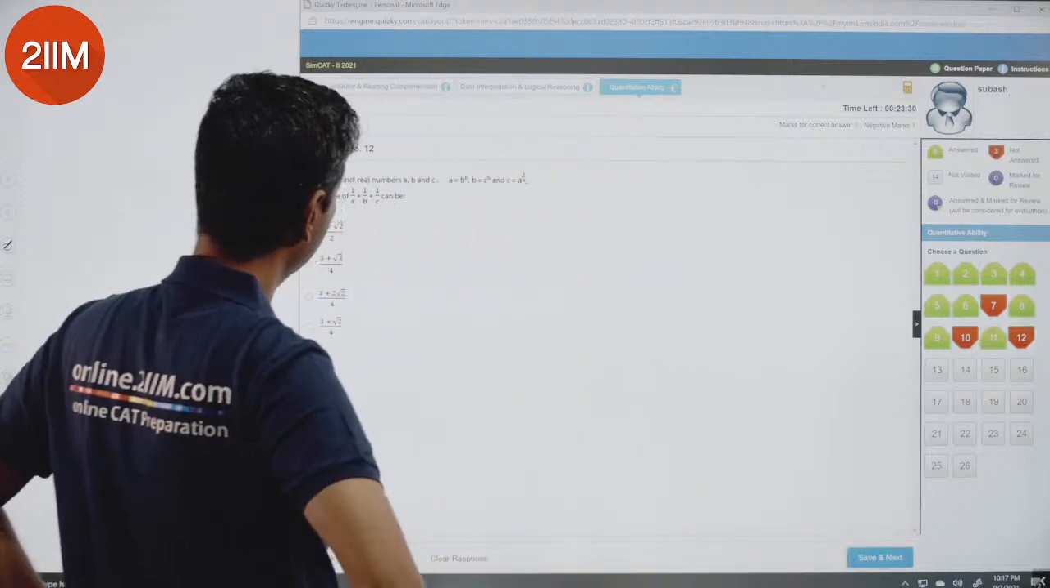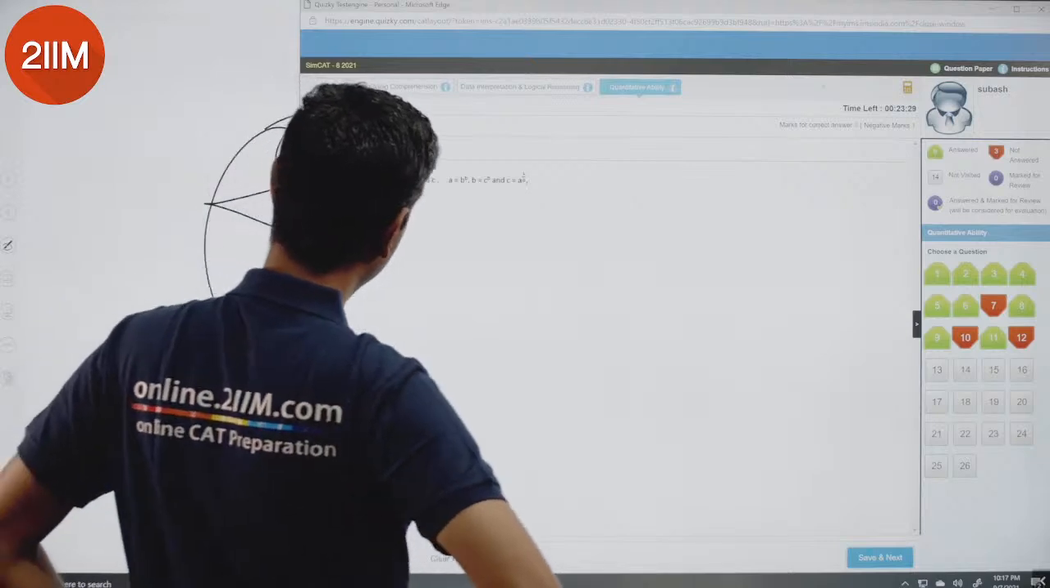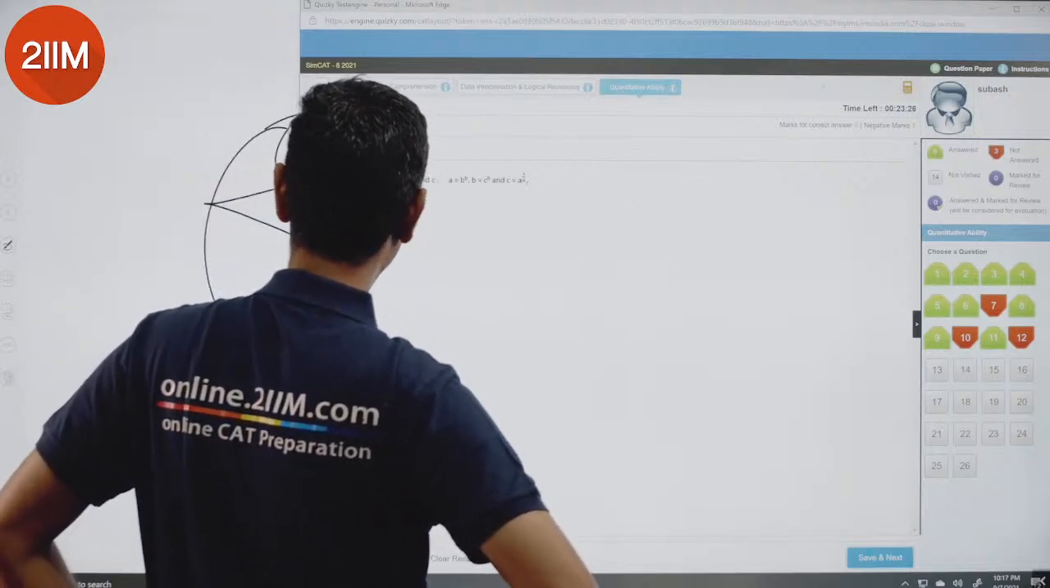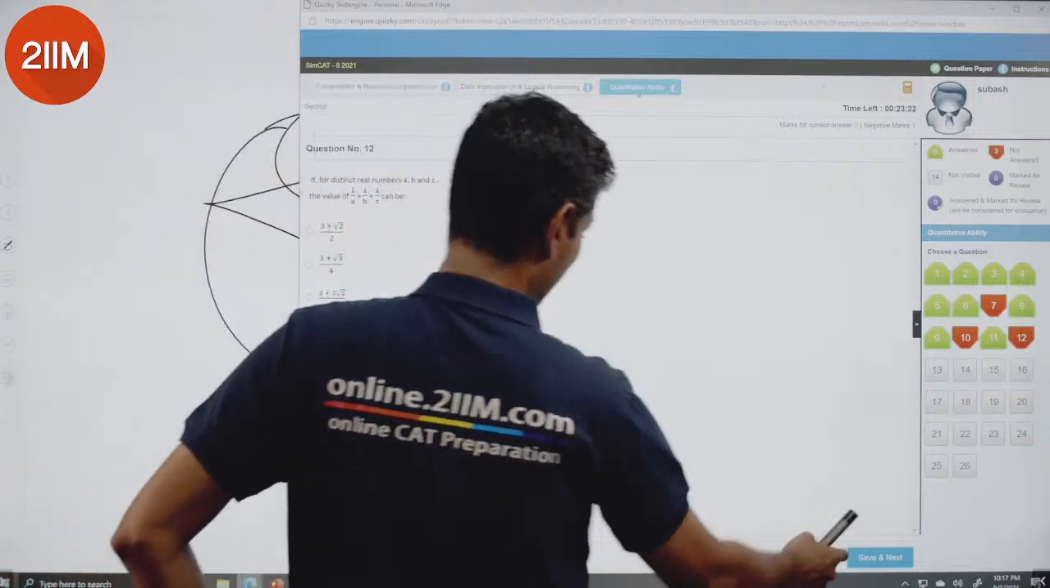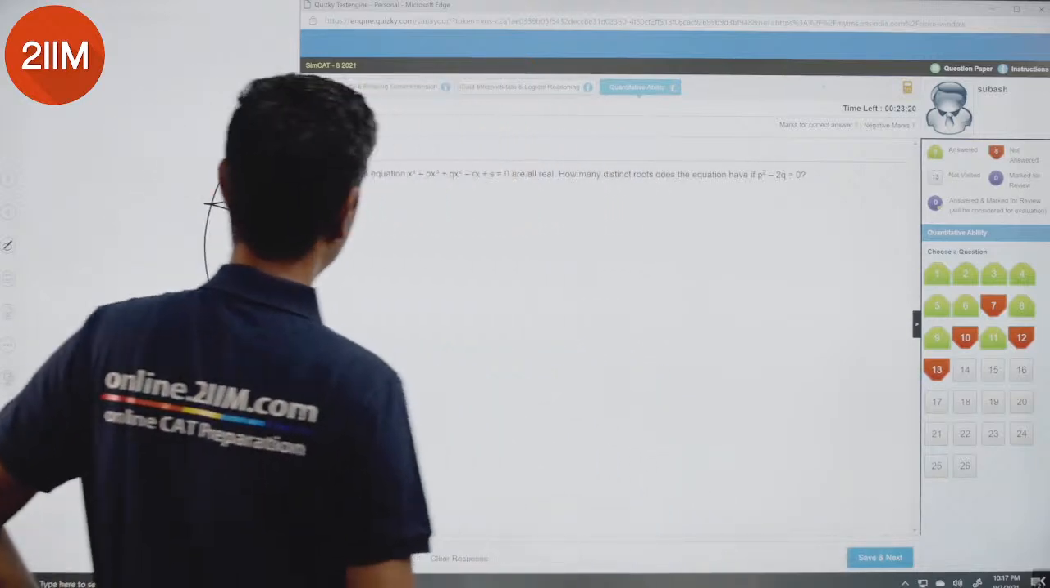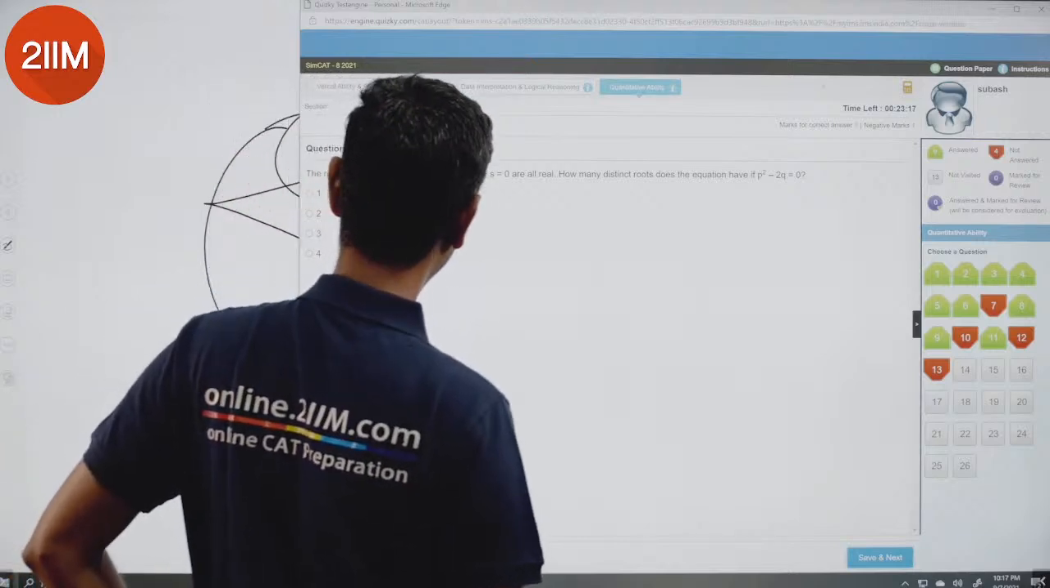A, B and C, a equal to b power b, b equal to c power b, and c equal to a power 1 by a. The value of 1 by a plus 1 by b plus 1 by c can be, I'm not touching this, too many irrational numbers.